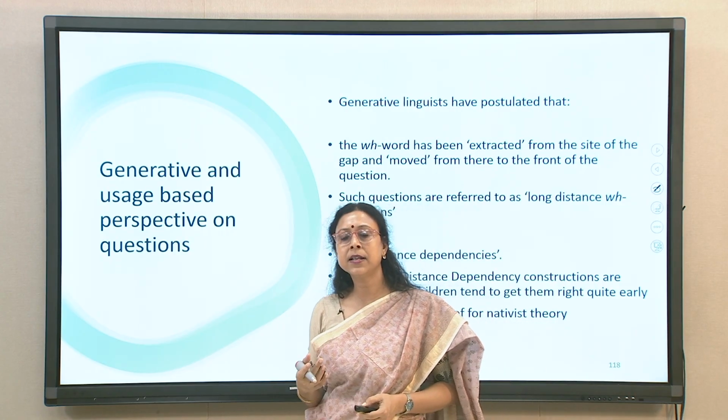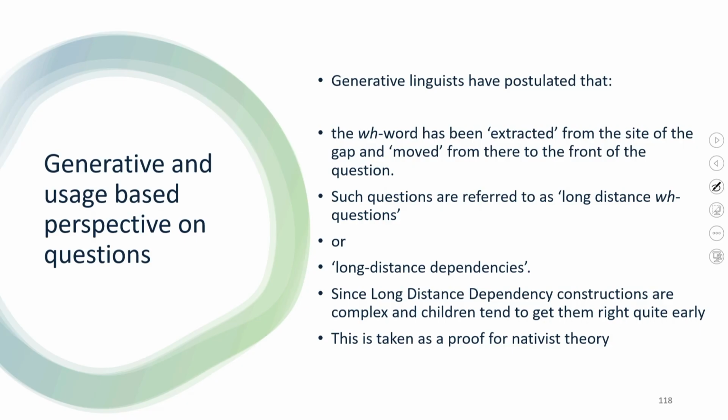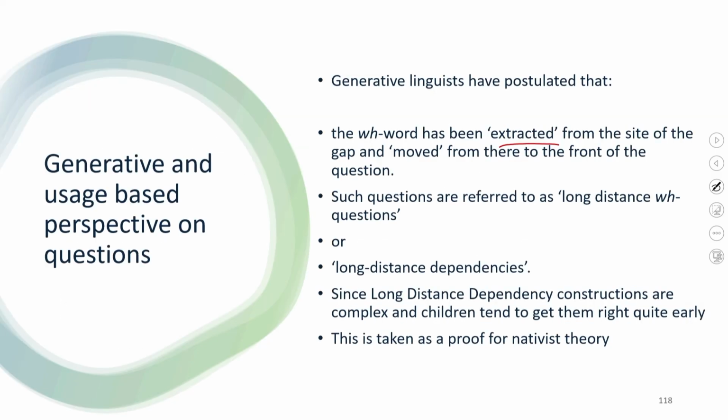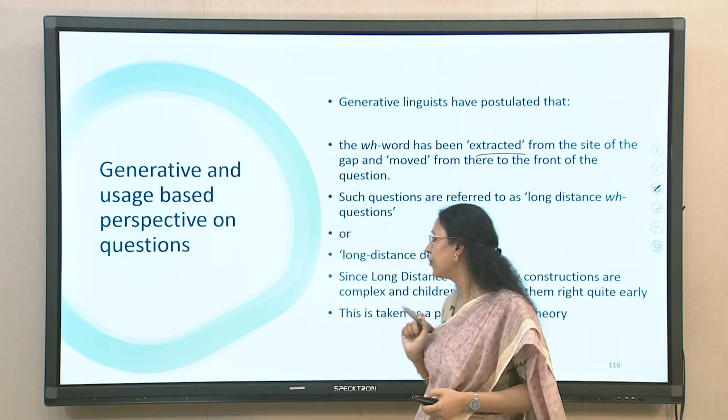The generative and the usage based perspectives on question formation are slightly different. Generative linguistics typically postulates that the WH word has been extracted from the gap, as we just saw, and moved from there to the front of the question. It was here, and because it has moved, it creates a gap here and then it goes to the front position. That is what is meant by extracted. There is a movement of the word from the previous position to the new position.